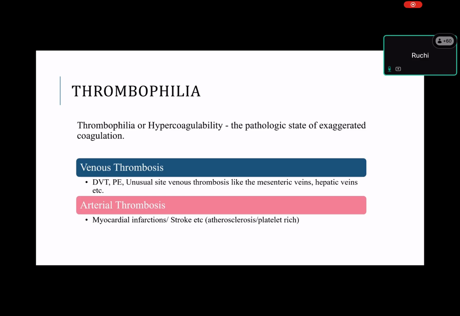So the distribution is slightly arbitrary, but yes, whenever we are talking about thrombophilia or inherited thrombophilia, I would emphasize we are usually referring to a venous thrombosis.